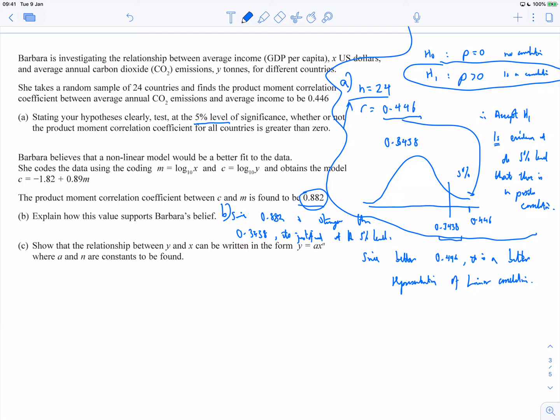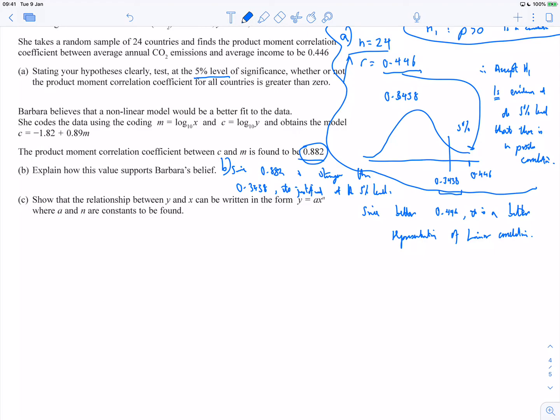Part C, show the relationship between y and x can be written as that, where a and n are constants to be found. Okay, this is just a logs thing, so what have we got? We've got C, which is log base 10 of y, equals minus 1.82 plus 0.89 m, which is now log base 10 of x. Okay. Well, this isn't actually too bad. What I need to do is bring this up as a power. So this is log base 10 of x to the 0.89. And then if I add this over, this is log base 10 of y, and this equals minus 1.82 added over to there. So that's going to be plus 1.82 equals this.